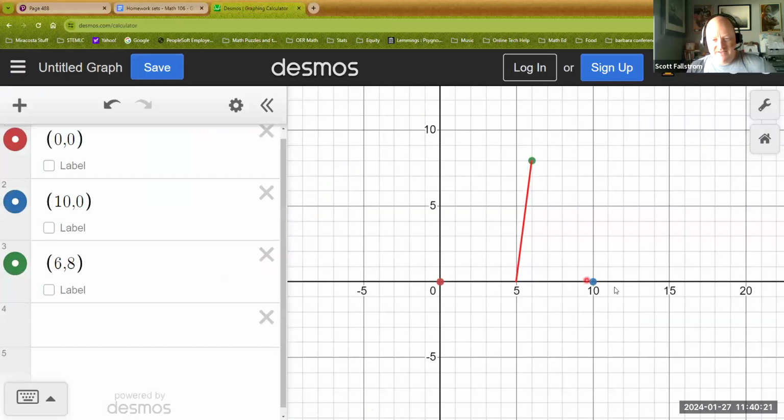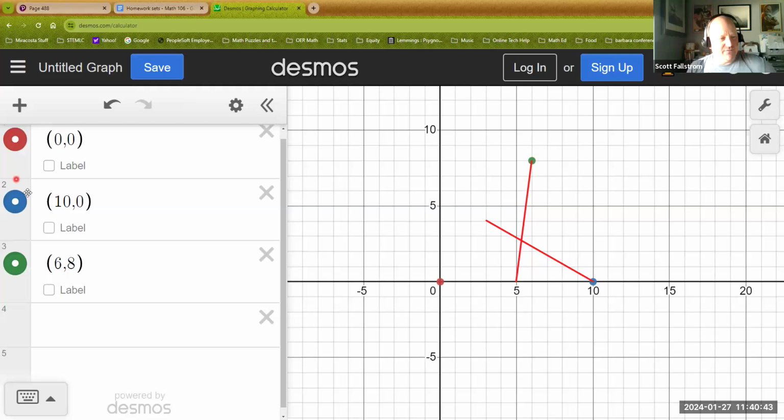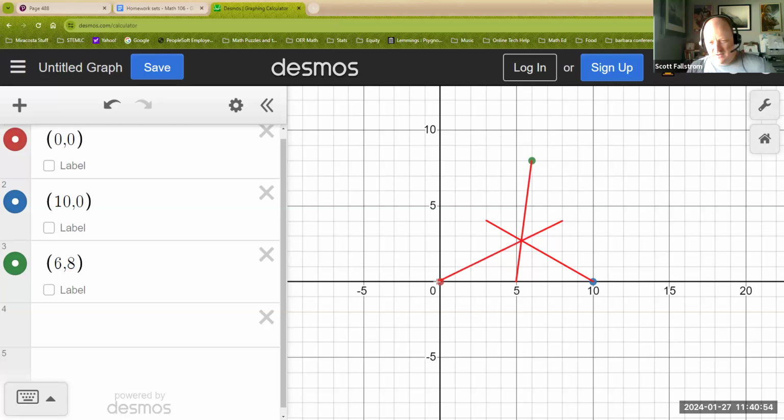Okay, so let's see here. 10, 0 and 3, 4. Okay, I see the 3, 4. So 1, 2, 3, 1, 2, 3, 4 right there. Okay. And what was the last one? And 0, 0, 8, 4. Okay, 0, 0, and 8, 4. So go to 5, 6, 7, 8, 1, 2, 3, 4. And this one right here goes back to the origin right there. And if you take a look, look at this. They all intersect at one point.